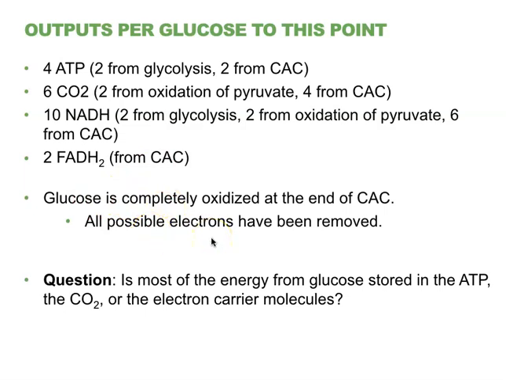So the point is this: is most of the energy from glucose stored in ATP, the carbon dioxide, or the electron carrier molecules? And you may not know what an electron carrier molecule is, but let's pause for a minute. That's the responsibility of NADH and FADH2. These are carrying electrons so that they can actually transfer that energy. So let's just do a little bit of math here. You have 4 ATP, 6 carbon dioxide, or 12 of these guys. So it looks like the electron carrier molecules are what's actually doing most of the work here. And it wouldn't be a lie.